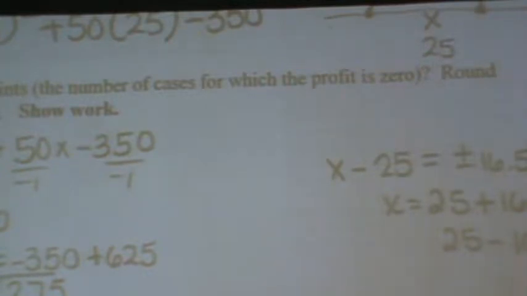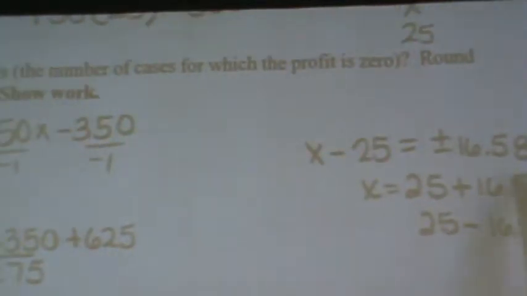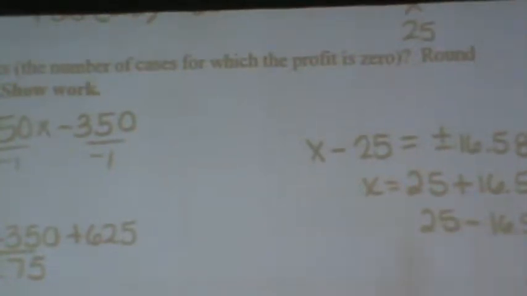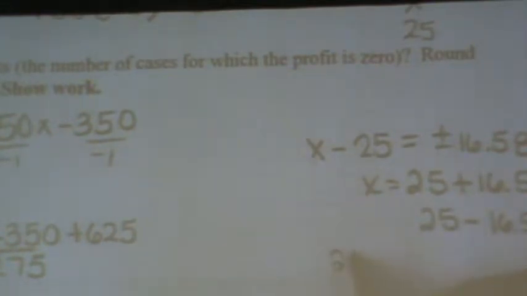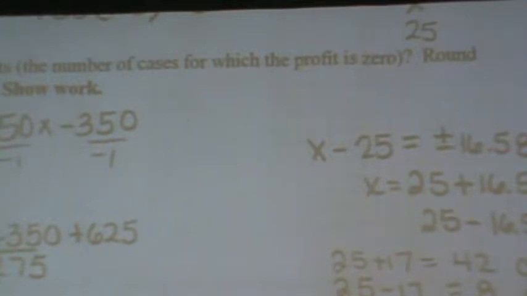Now, they want you to round to the nearest case, so I would make this 17 cases. I would do 25 plus 17 cases and 25 minus 17 cases. So what is 25 plus 17 cases? It's 42. And what's 25 minus 17 cases? 8 cases. So at these two case counts, you'll break even.